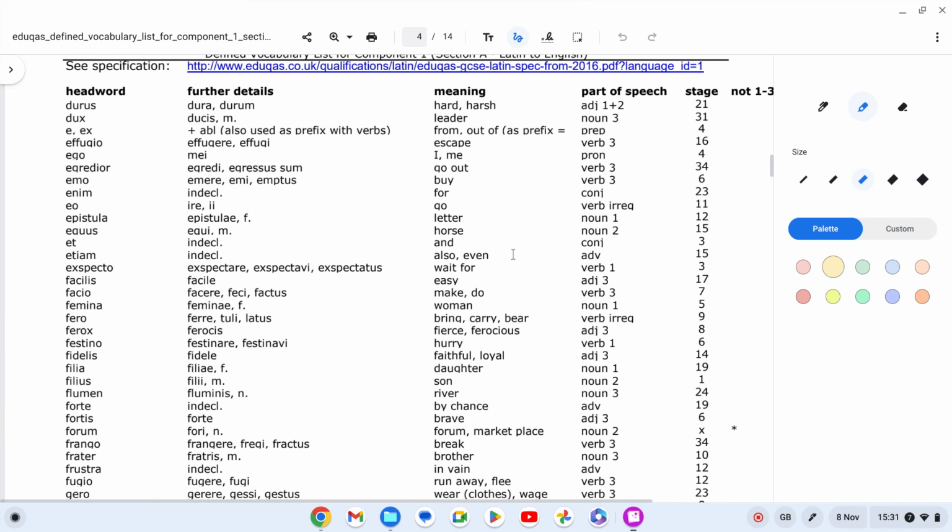Next, dux, ducis, the third declension noun, meaning leader. We saw on page 3 that duco, ducere, duxi, ductus means lead, which will help, so hence the noun that's coming from it is going to be a leader.